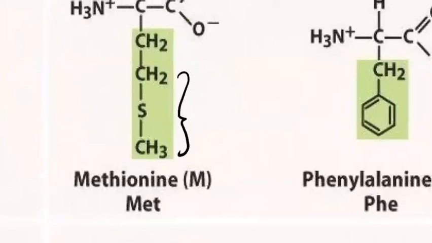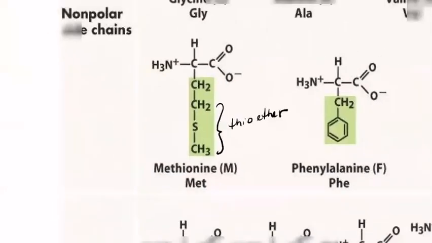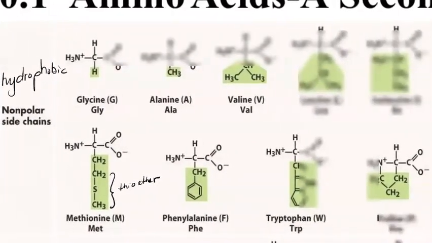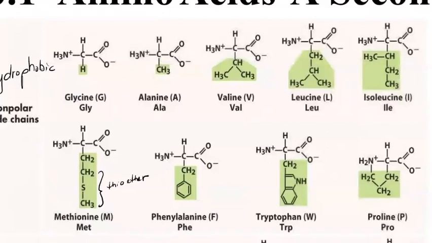This functional group is actually called a thioether. You may remember that ethers are actually built from two carbon chains that are connected by a single bond oxygen. So instead of having an oxygen, a thioether is going to have a sulfur. Remember that oxygen and sulfur live on the same group in the periodic table. So again, these are going to be the amino acids that are considered nonpolar, or in other words, hydrophobic.